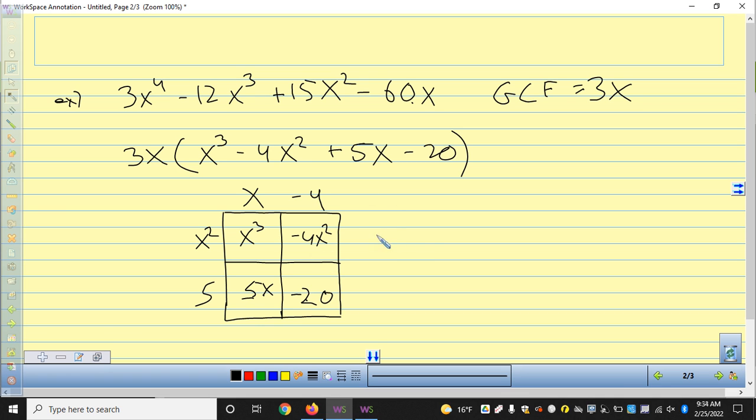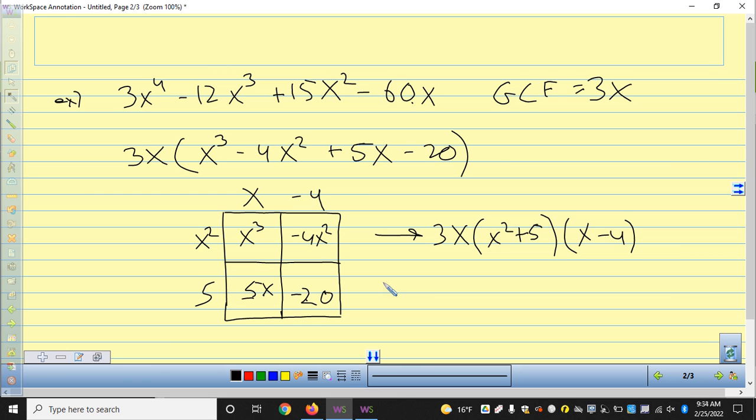So our answer is our greatest common factor, 3x times x squared plus 5 times x minus 4. And that's our final answer. All right, the box works really nicely for factor by grouping. All right, any questions on factor by grouping?